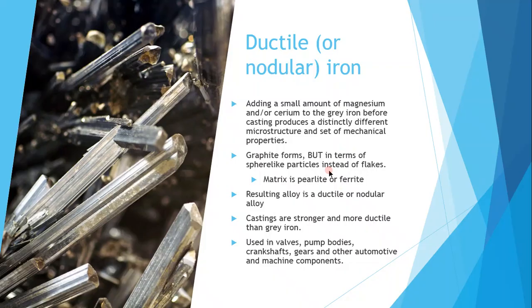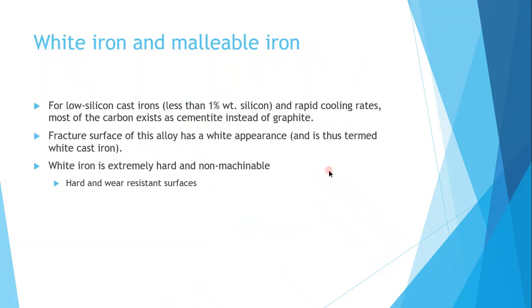So now ductile or nodular iron. What they do is they add a small amount of magnesium and or cerium to the grey iron before casting, and this produces a distinctly different microstructure and a set of mechanical properties. What happens is that graphite forms, but in terms of sphere-like particles instead of flakes like grey iron. The matrix is pearlite or ferrite. The resulting alloy is ductile or nodular alloy. The casting is stronger and more ductile than grey iron. These guys are used in valves, pump bodies, crankshafts, gears, and other automotive and machine components. Of course, it is just more expensive than grey iron.